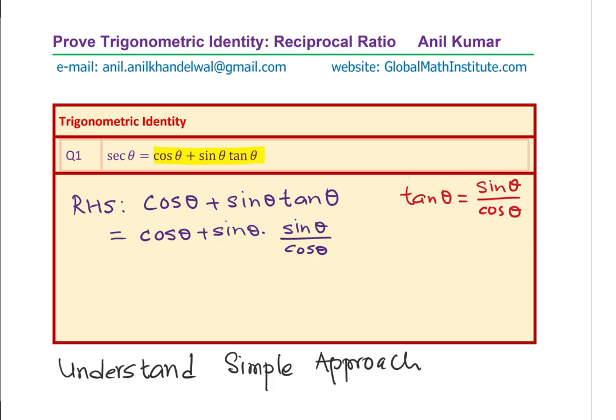Now in this case, we can simplify this as fractions, correct? So remember the concepts of fractions. Take a common denominator and then simplify. Common denominator here is cos theta. So cos theta becomes the common denominator, and cross multiplying we get cos square theta plus sine square theta. Now you know the Pythagorean identity, which is cos square theta plus sine square theta is 1, right?